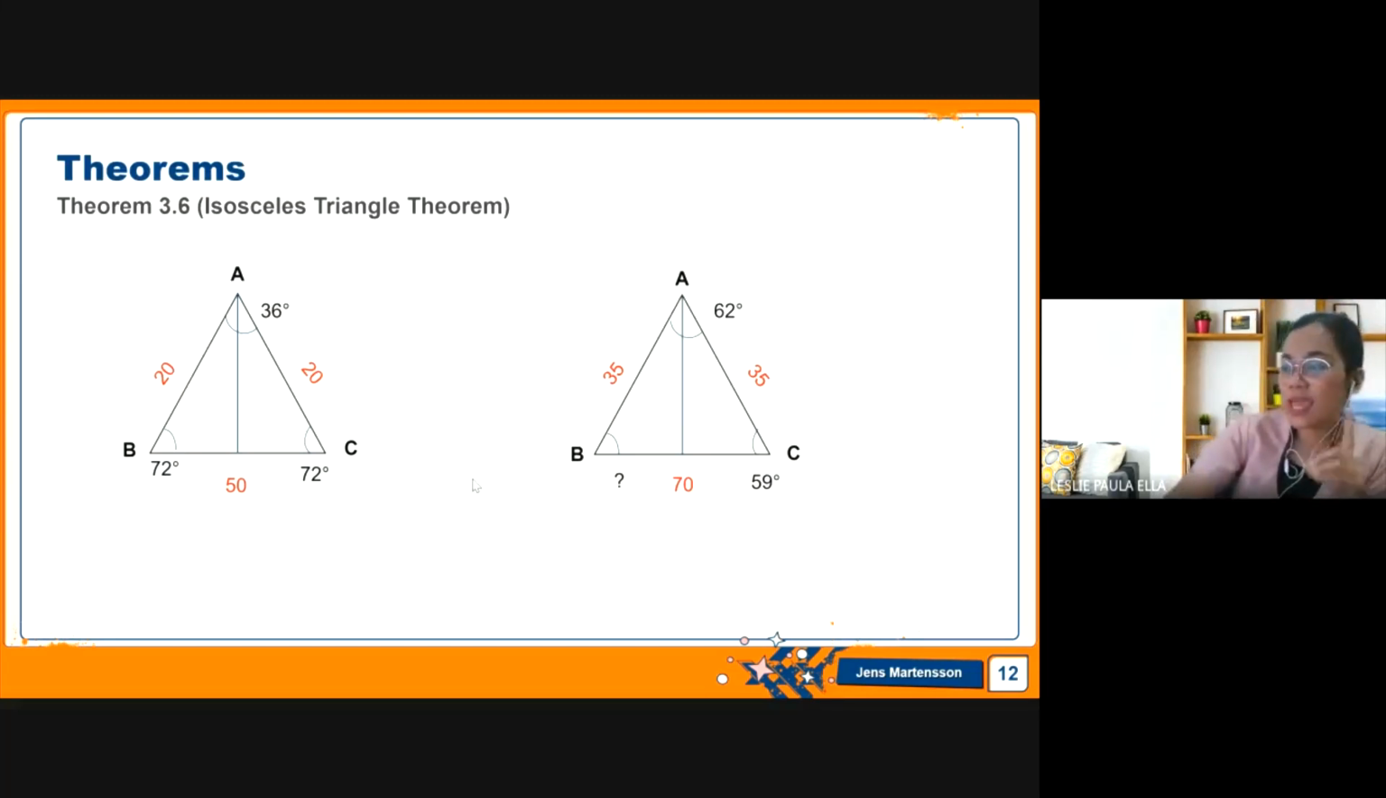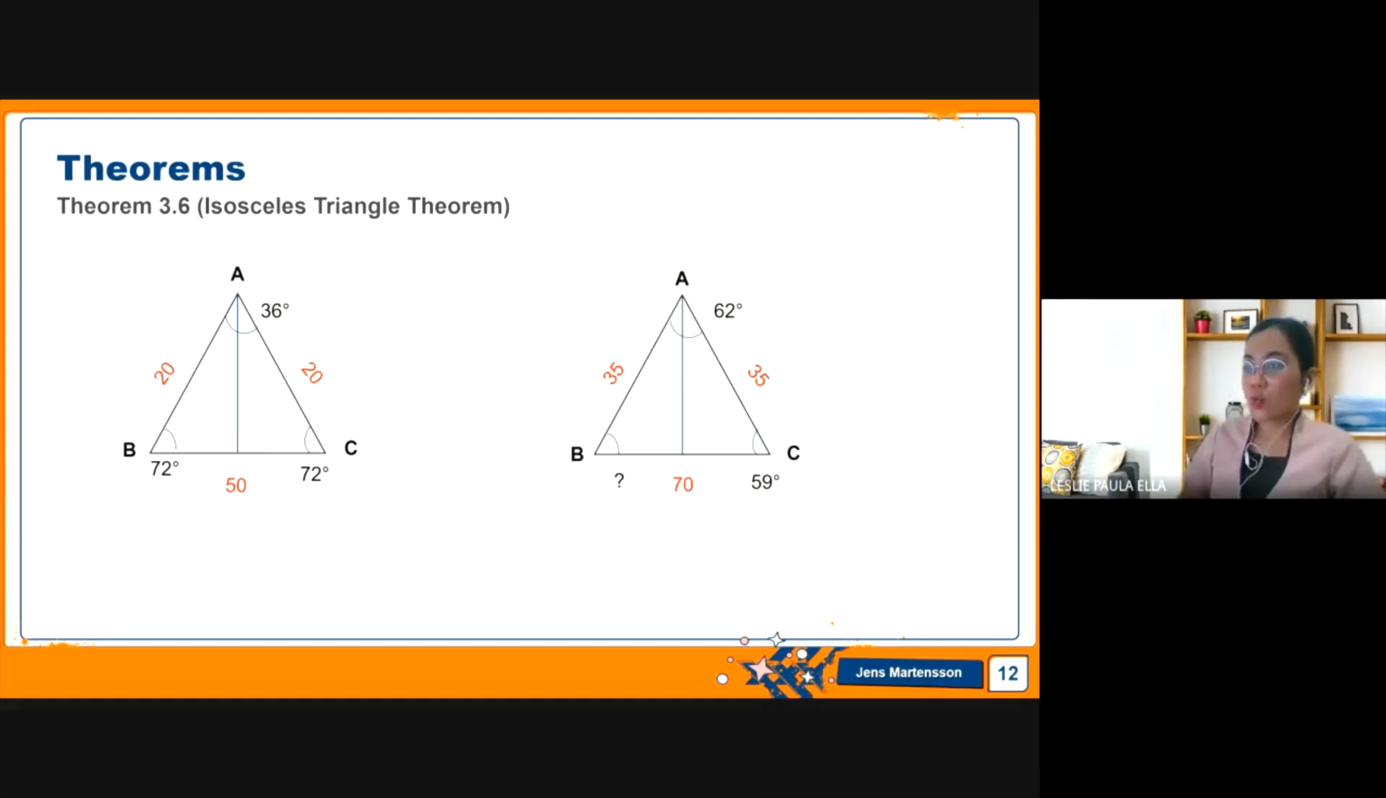Okay, so let's check. In this second figure, I want you to give me the value of B. If in isosceles triangle theorem, it is said that the opposite angle is also congruent. Okay, so we have 62 as the value of angle A and 59 as the value of angle C. What do you think will be the value of angle B? So type your answer in the chat box.